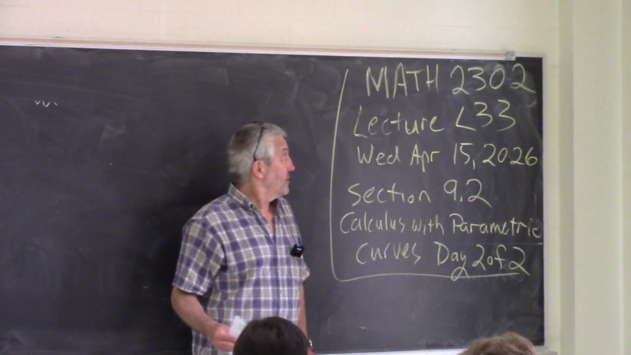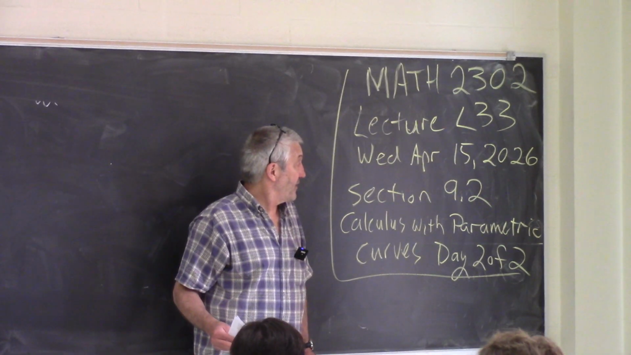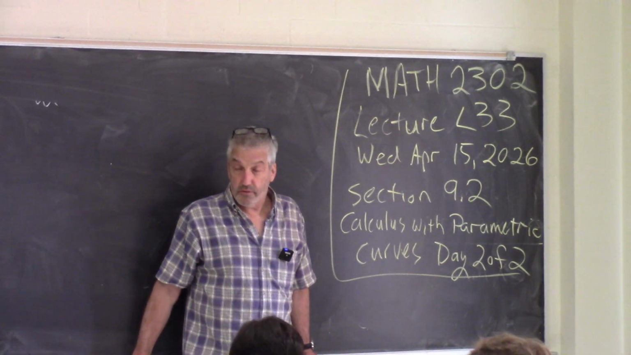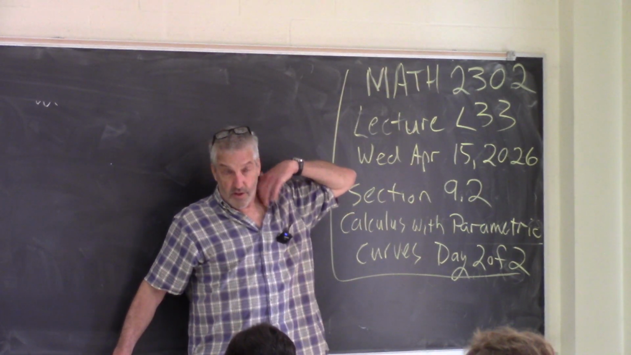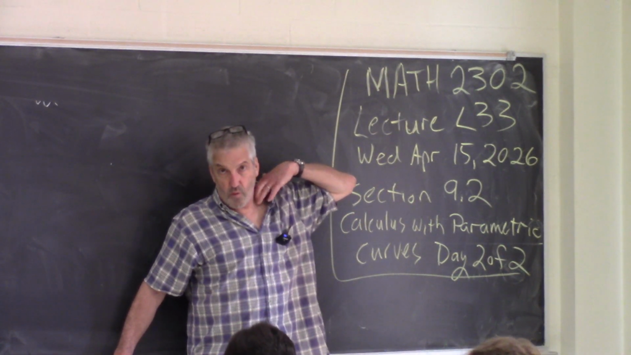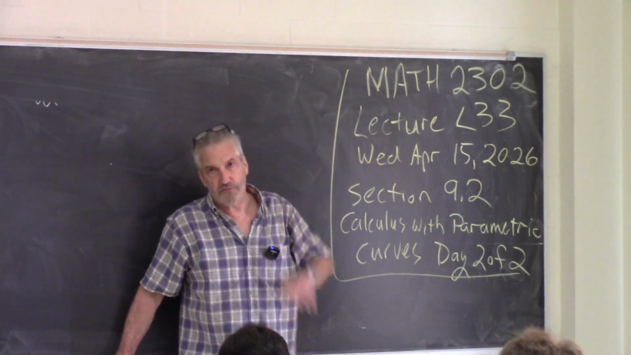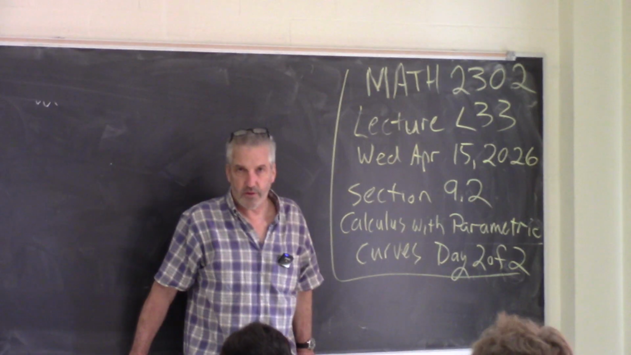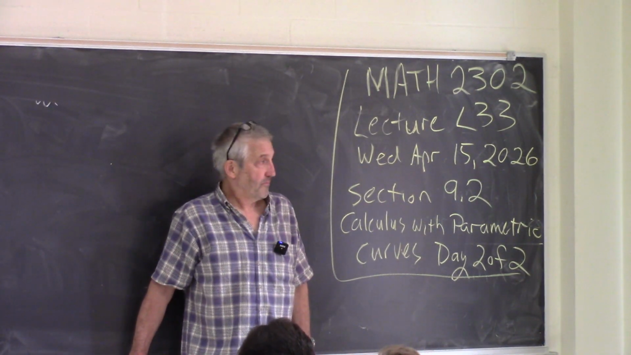Everybody, this is lecture 33, Wednesday the 15th of April. We're covering section 9.2, calculus of parametric curves, second day discussing this topic. So remember, a parametric curve is one where you're given x and y coordinates that are functions of some other variable, some parameter. We've been thinking of the parameter as t for time.